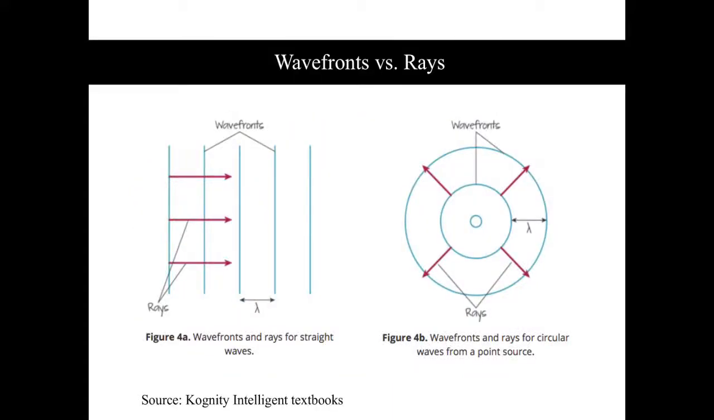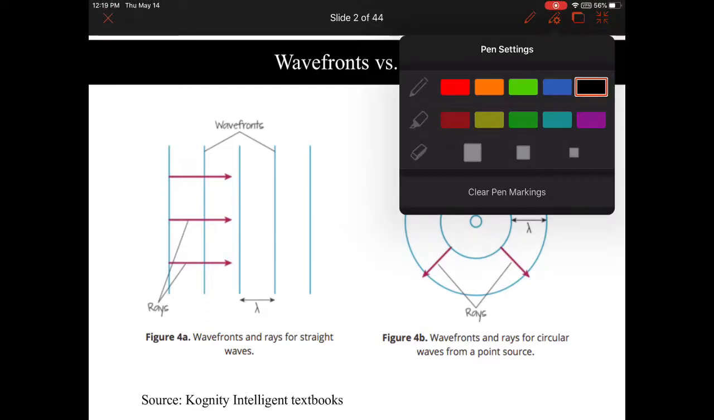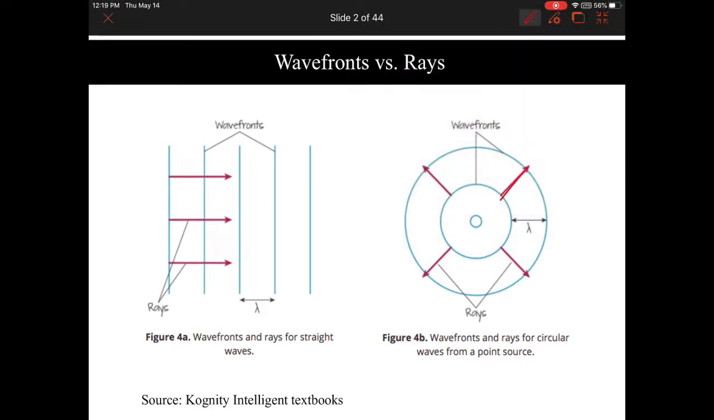First things first, there are two ways of describing these waves, or there's also sort of two ways of drawing them. You can draw them as wave fronts, and you can draw them as rays. A ray is sort of exactly what it sounds like. You can picture these arrows coming at you, and it is the direction that the energy is traveling. So that's how we would draw rays.